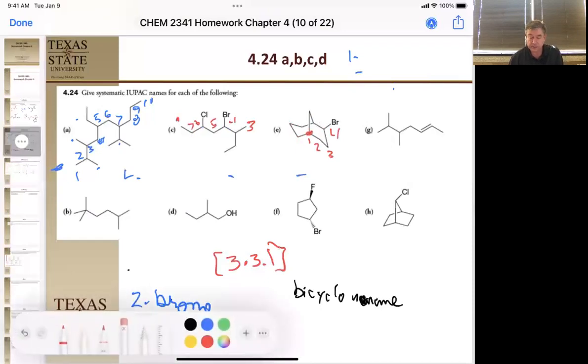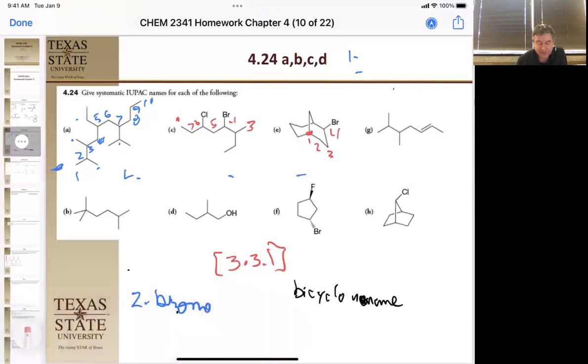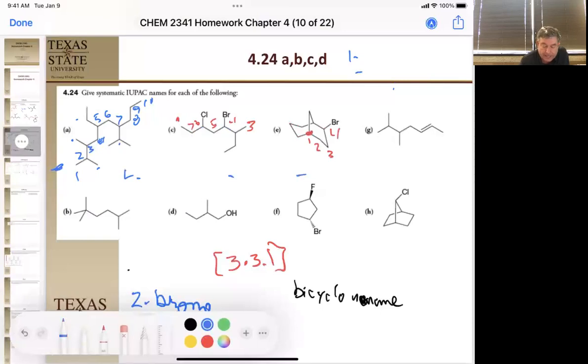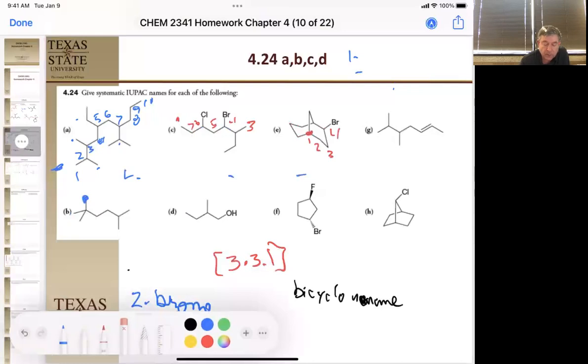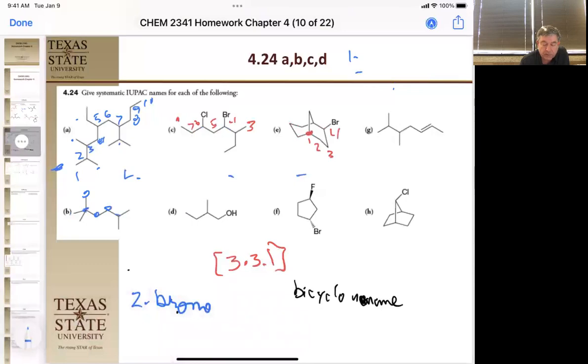Okay, and let's go with D. Oh, that was, I didn't want to. Let's go to B here. So let's try to do our longest chain again. Since all of these are methyl groups on the end, I just picked one of them, and we'll know the other 2 are going to be substituents. So we're going to go 1, 2, 3, 4, 5, 6. So we got hexane. We have hexane.